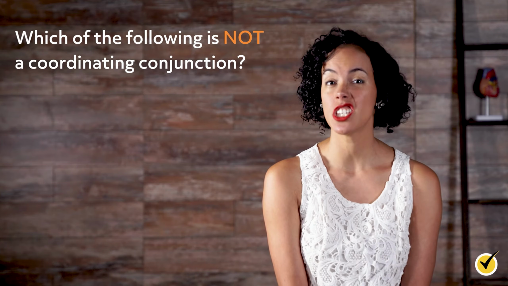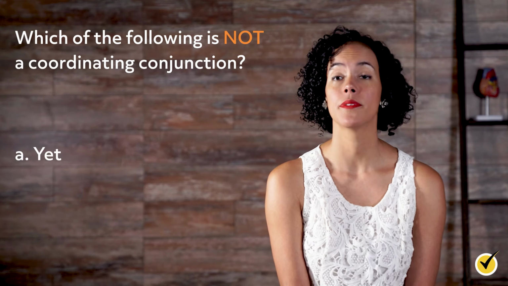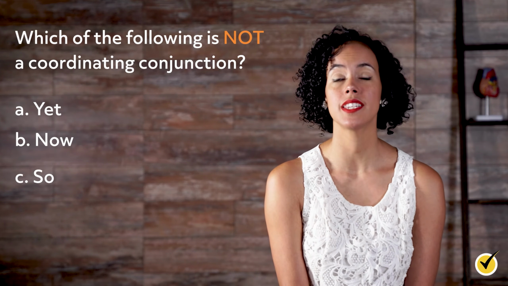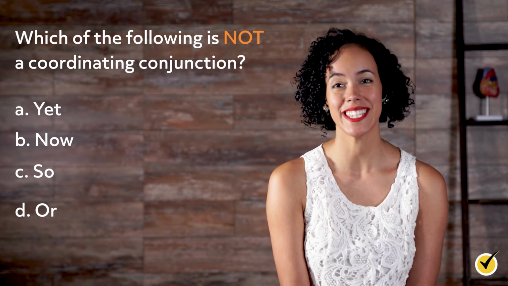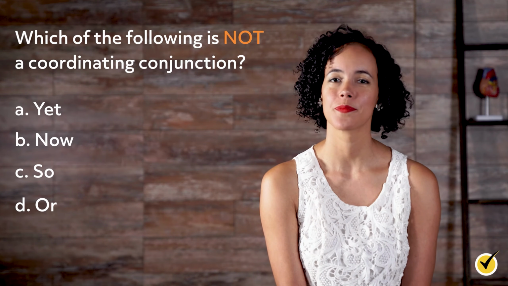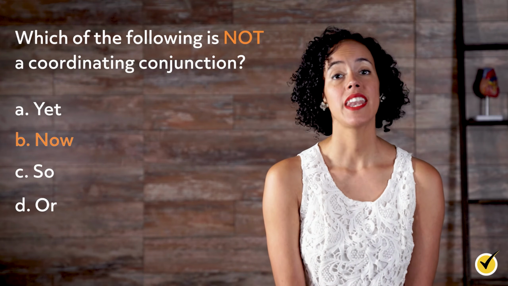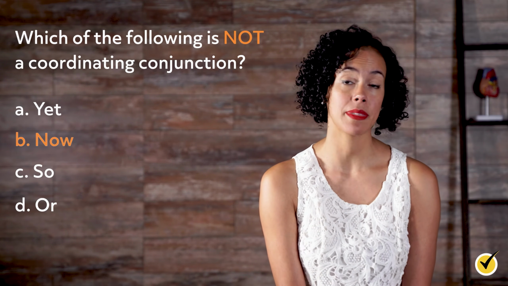Before we go, let's test what we've learned. Which of the following is not a coordinating conjunction? A, yet, B, now, C, so, or D, or? The correct answer is B, now. Now is an adverb that tells you when something happened.